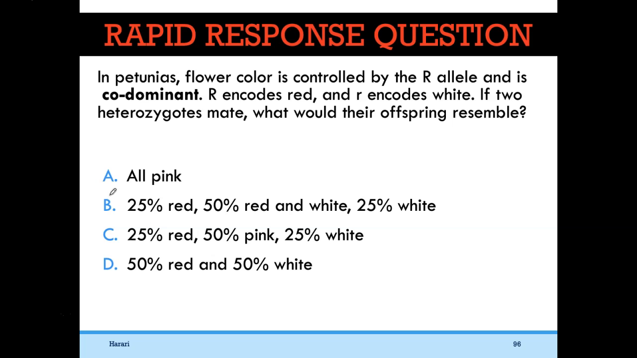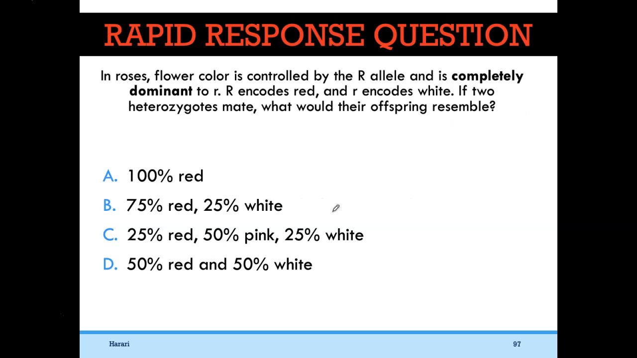Right, the answer is B. The red would be big R, the white would be little r. The heterozygotes would be red and white together.